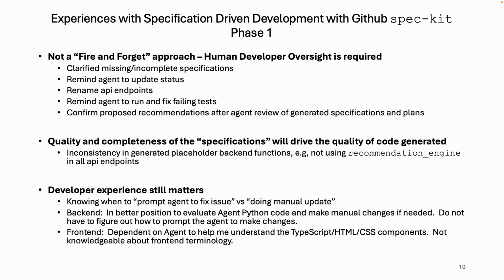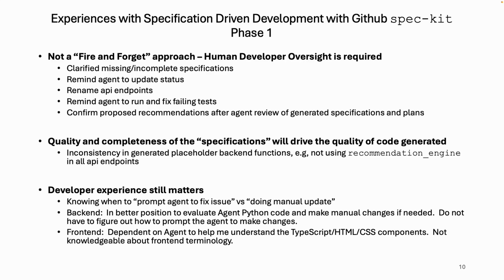Second, the quality and completeness of the specifications directly impact the quality of the generated code. Inconsistencies in the backend functions, as noted in the manual test that I talked about a few slides ago, showed how gaps in the specifications led to weak implementations that needed to be fixed.